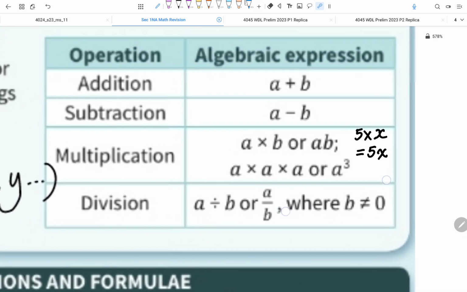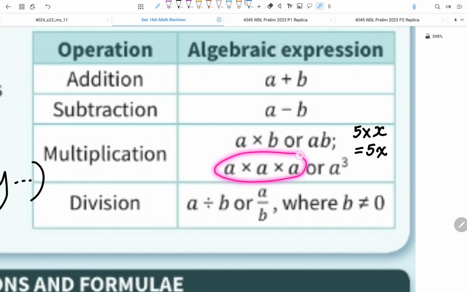Next, we have learned this in the previous topic already. a times a times a, please simplify as a to the power 3. For division, a divided by b must be written as a fraction, a over b.